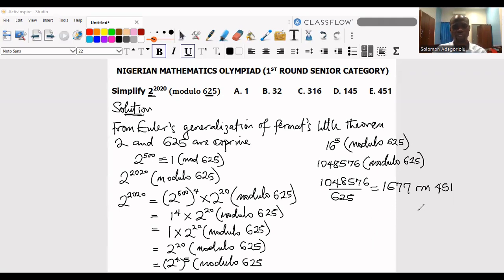If we have the remainder of 451, in a nutshell, we have 2 raised to the power of 2020 congruent to 451 modulo 625. So from the final answer, we have 451 as the remainder, and looking at the options that we have, that is option E. So the answer is option E, which is 451.